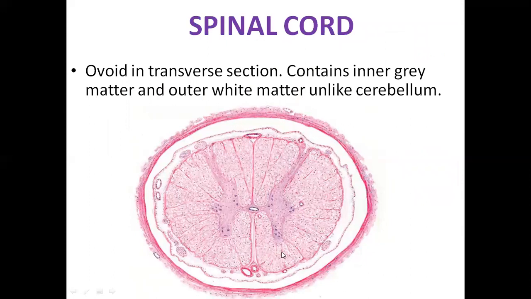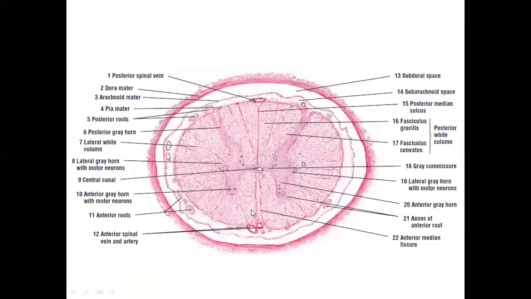This is ovoid in transverse section. This butterfly shaped area is nothing but gray matter, and outside we have white matter. This is the central canal. Now see here, this is the anterior end and this is the posterior end. This area is the anterior median fissure. This is the posterior median sulcus.